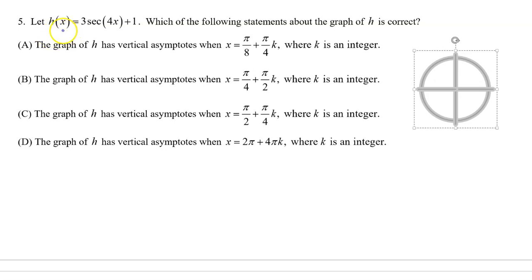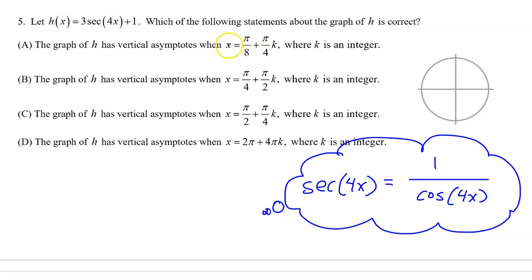Number 5. Let h of x equal 3 times the secant of 4x plus 1. Which of the following statements about the graph of h is correct? All of these answer choices give equations for the infinitely many vertical asymptotes of h of x. Vertical dilations and vertical translations do not affect the location of vertical asymptotes, so we can ignore the 3 and the 1. We know that the secant of 4x is equal to 1 over the cosine of 4x.